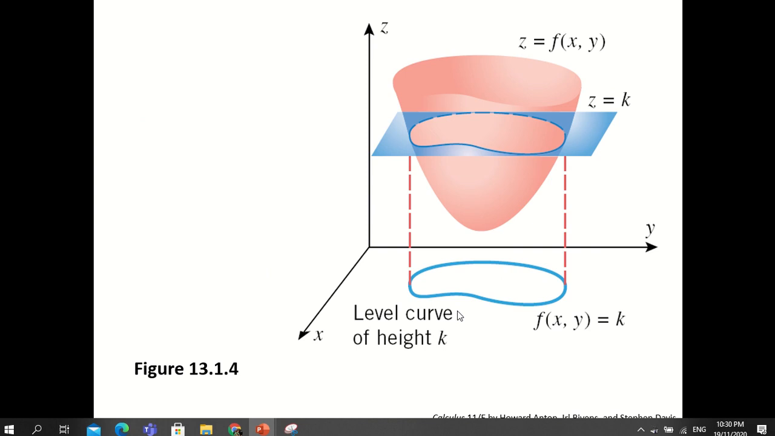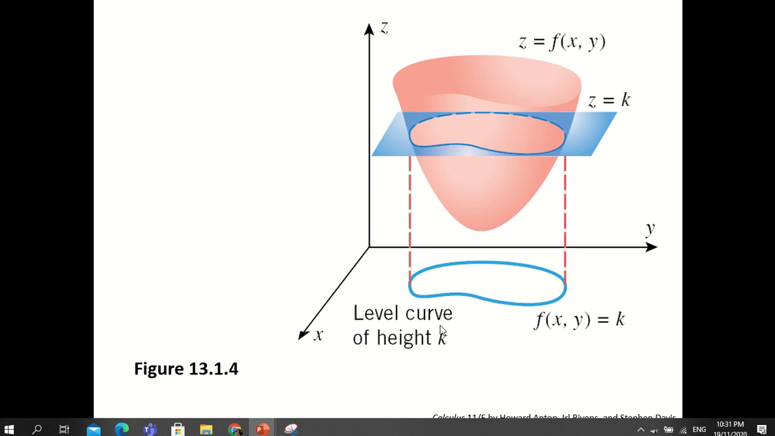We also have up here a level curve of height k. So we have here a function of x and y equal to k. We have here the x, y, and z axes, three-dimensional. So here we have z as a function of x and y. The height z is a function of x and y.